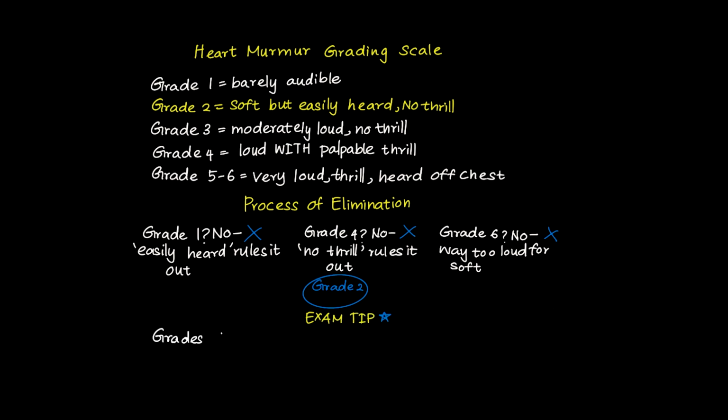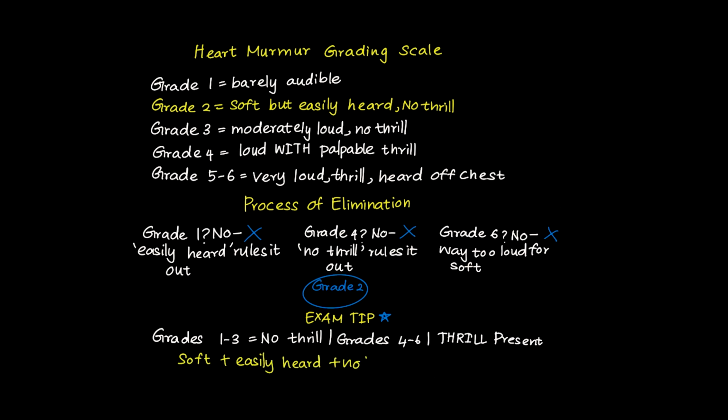The thrill is the dividing line. Grades 1 through 3 have no thrill. Grade 4 and above have a thrill. If the question says no thrill and easily heard, it's grade 2. Quick recall hook: 2 is soft but true. You can truly hear it without straining.